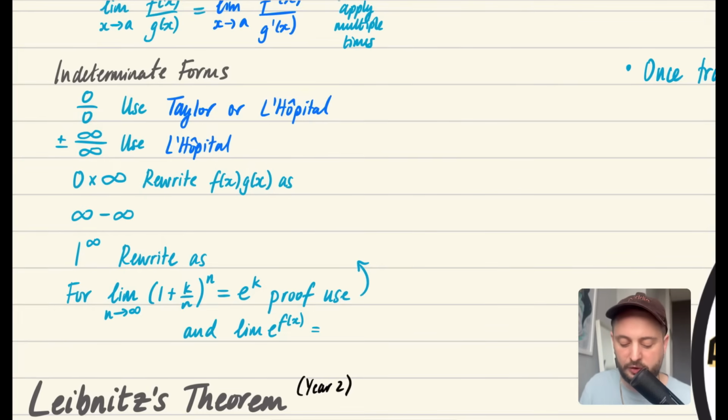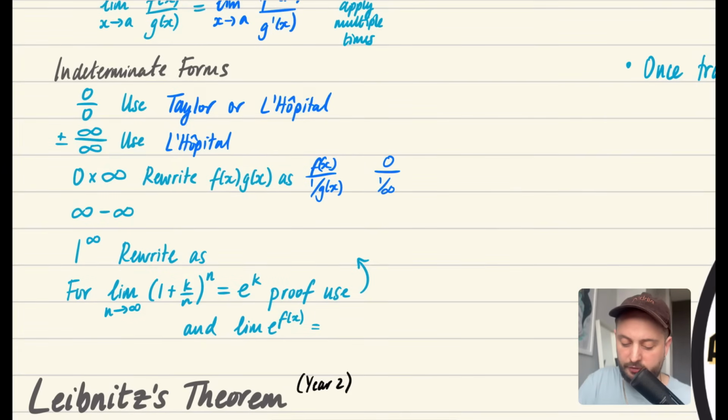If you have something where 2 functions, the limit is a 0 for the first one and the limit is infinity for the second one, you can rewrite the original function, the f of x, g of x part, as f of x all over 1 over g of x. And this is because f of x has a limit of 0, g of x has a limit of infinity, and if we do 0 over 1 over infinity, that is the same thing as 0 over 0, which returns us back to this form where we can then either use Taylor or L'Hopital. So if you have something that starts off in this form, you rearrange it by dividing like this.